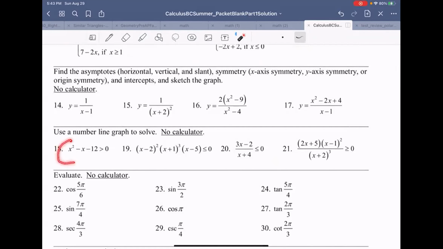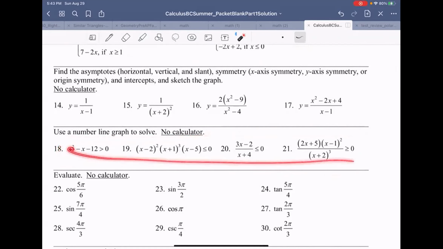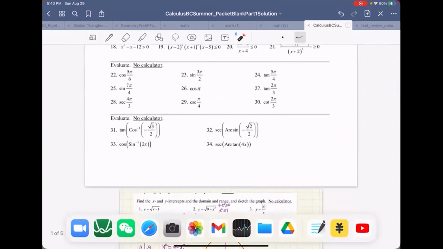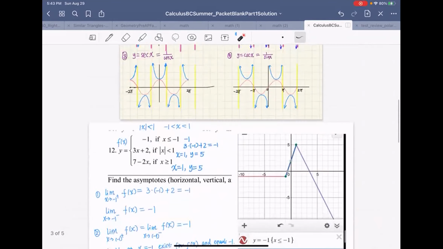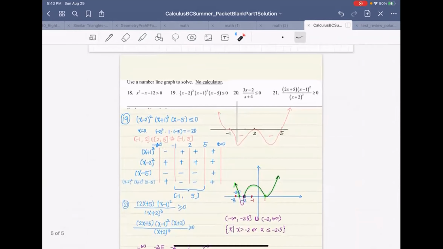The last part we are talking about is inequality. I have very good ways to solve inequality very fast. I'm going to show you the tricks. Okay, look.